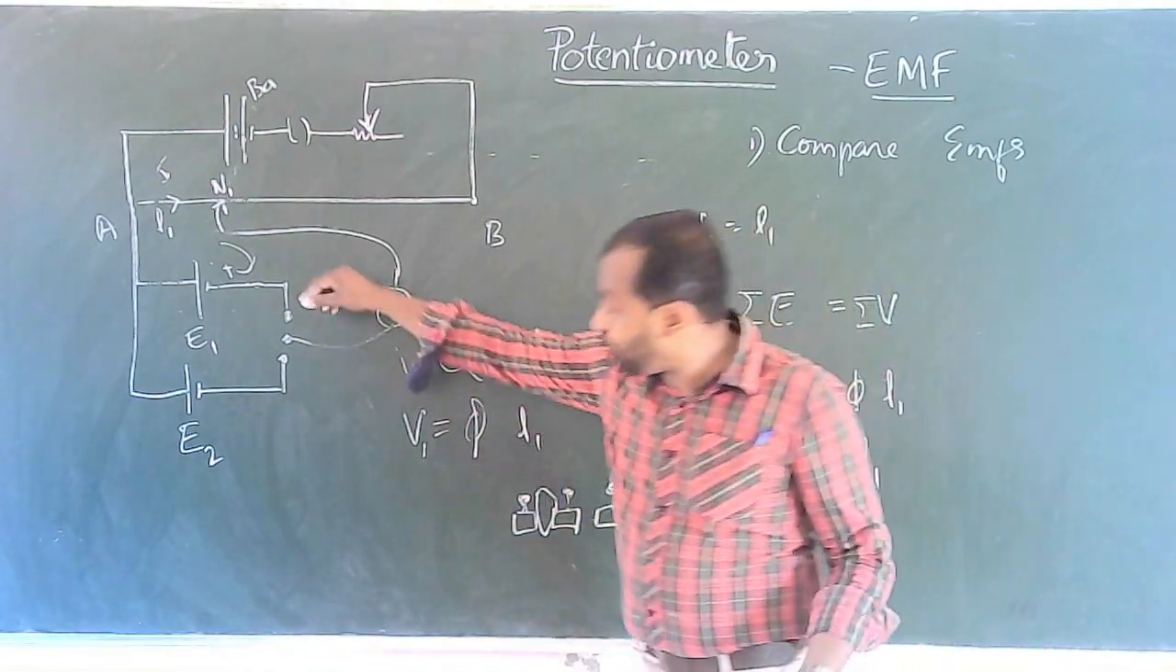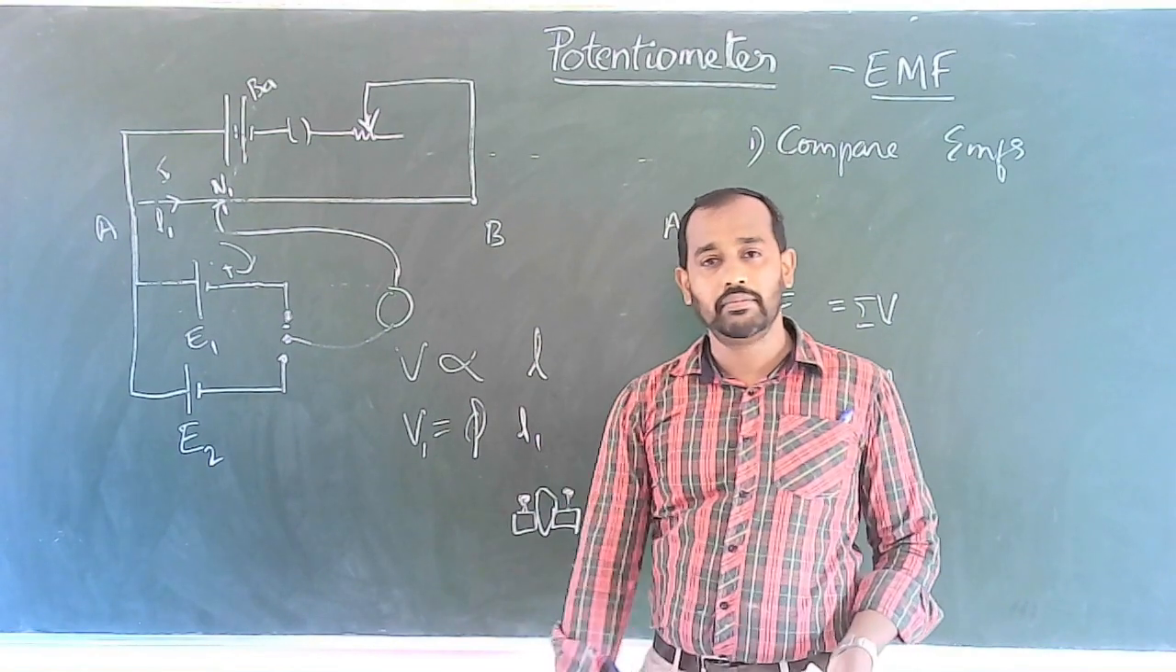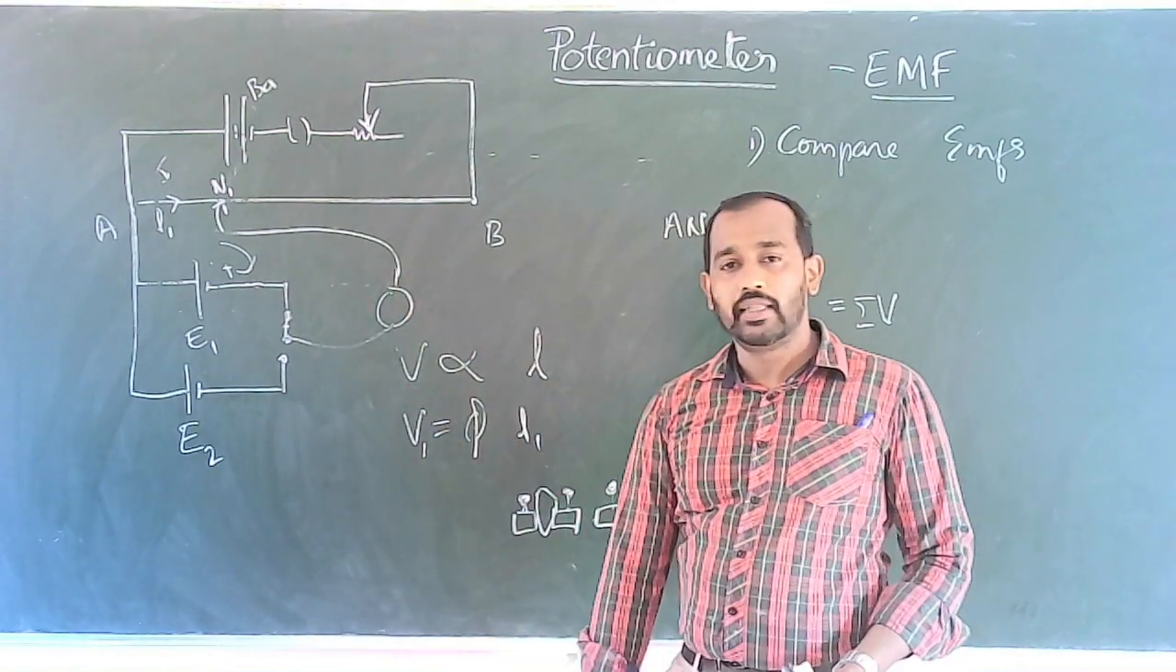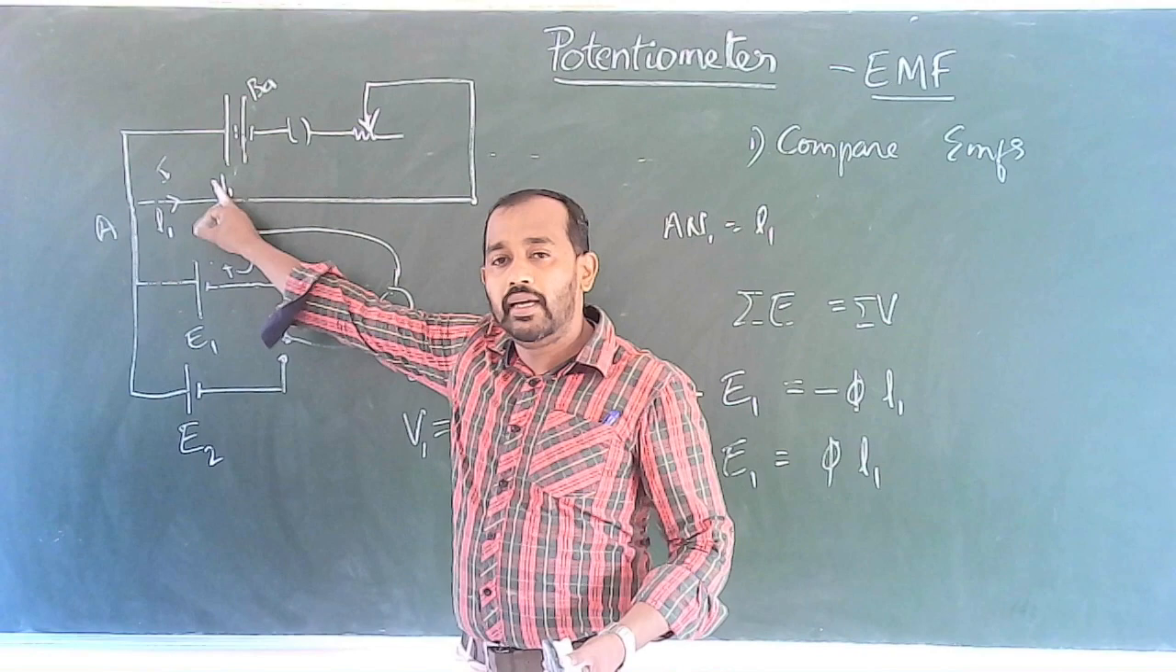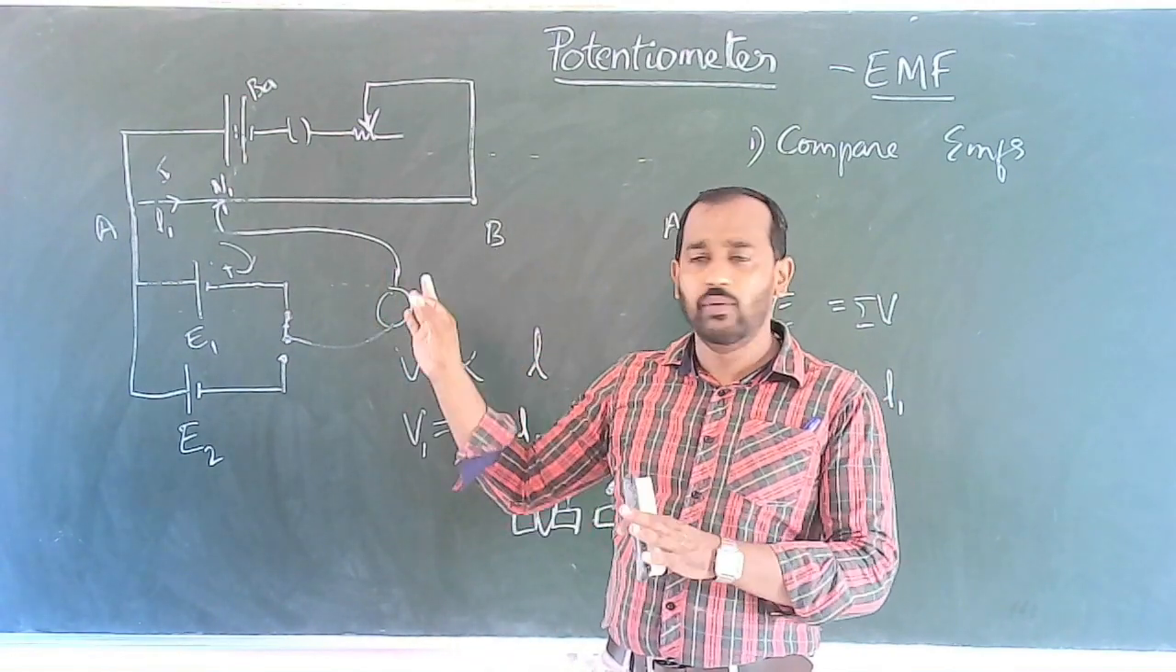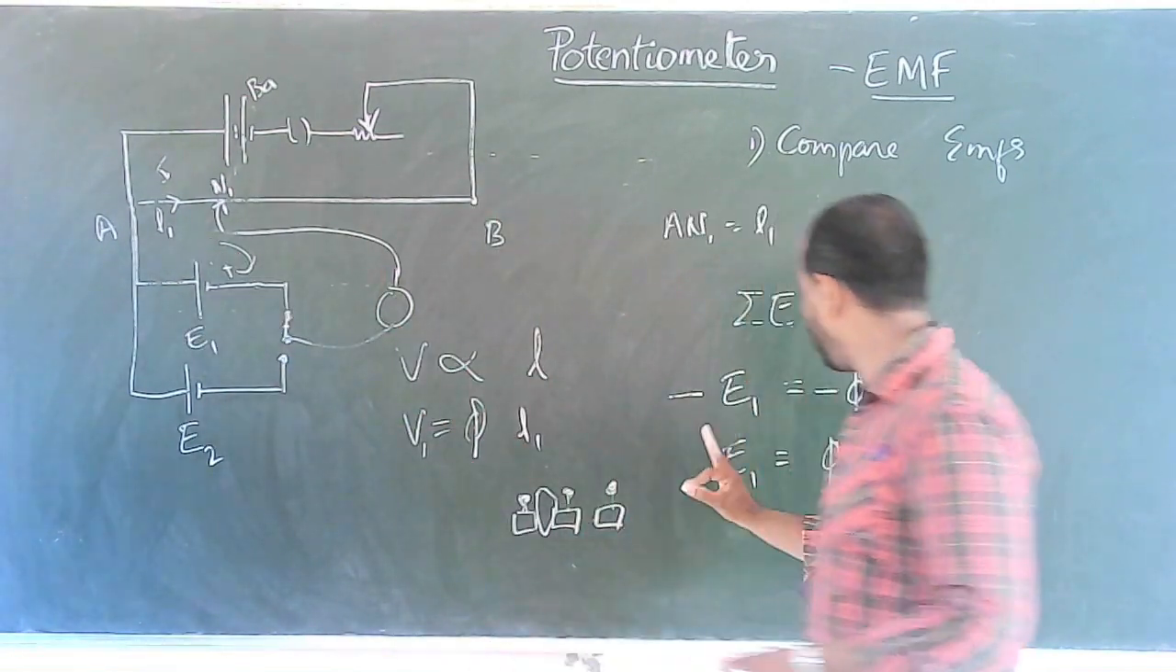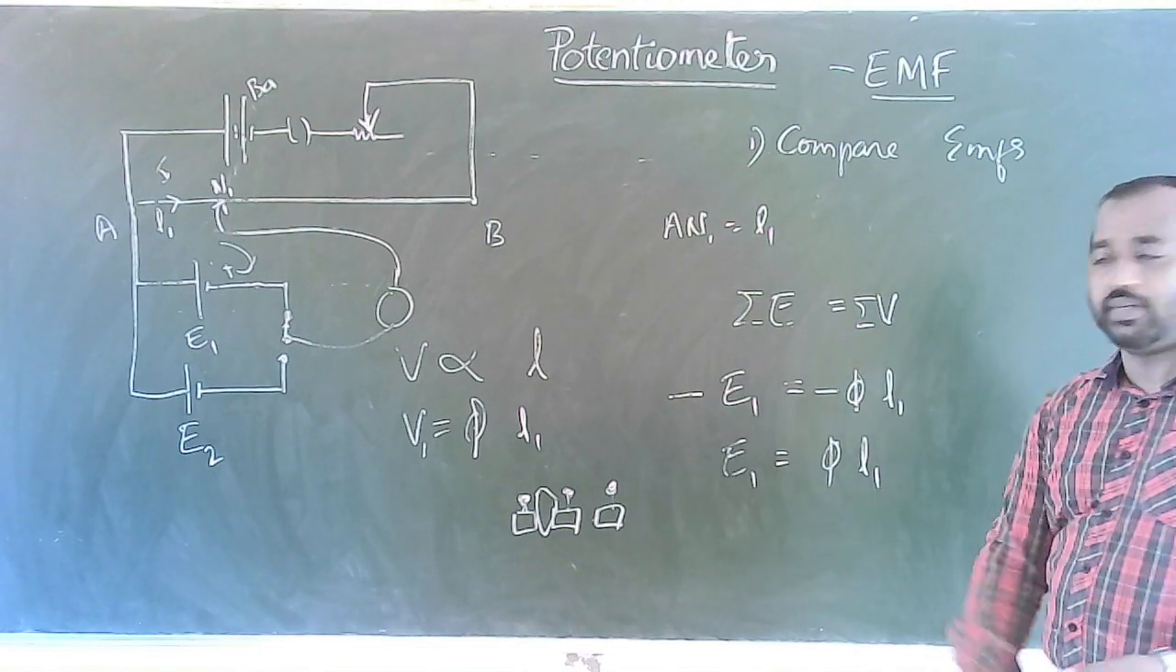So when we connect the first cell by closing this position, then we will get the null point at N1. So we have obtained this equation. We can assume that we have obtained this equation.